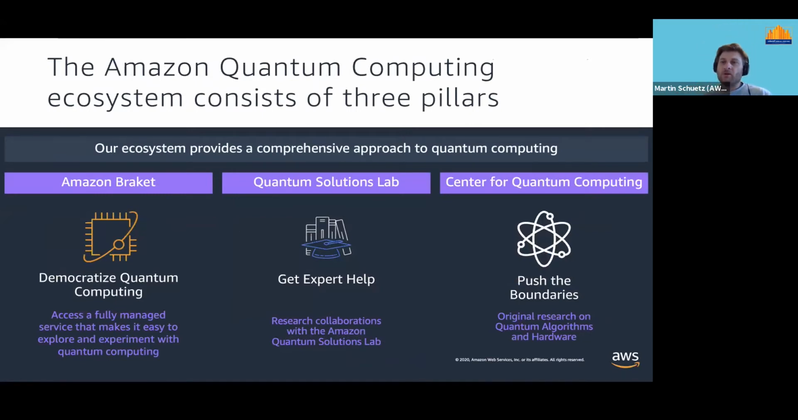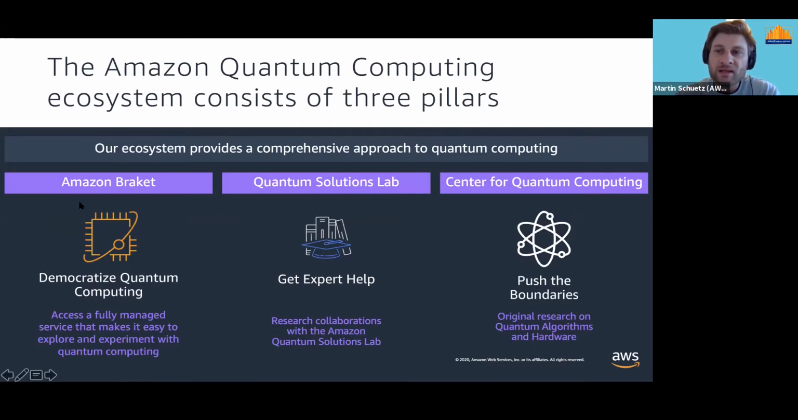Still, to help our customers at AWS get quantum ready, get familiar with this emerging technology, we have built a very comprehensive ecosystem around quantum computing that essentially consists of 3 pillars. So let me briefly walk you through these.